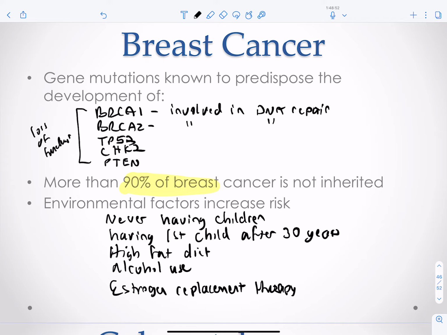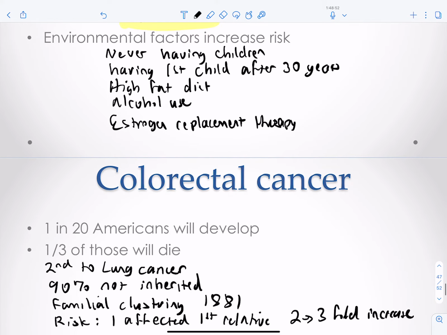So it's important to know if you have in your family history BRCA1 or BRCA2, for example, mutations. The environmental risk factors are never having children or having your first child after 30 years of age, alcohol use, high-fat diet, or estrogen replacement therapies are all going to increase your risk for breast cancer.